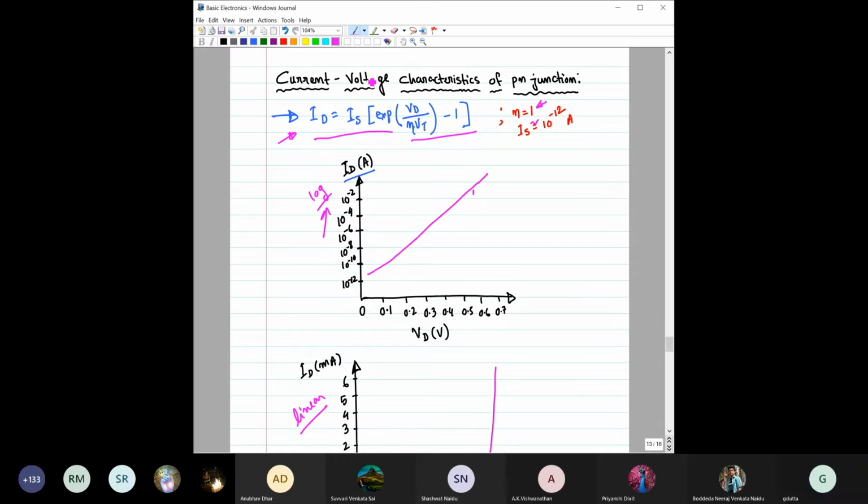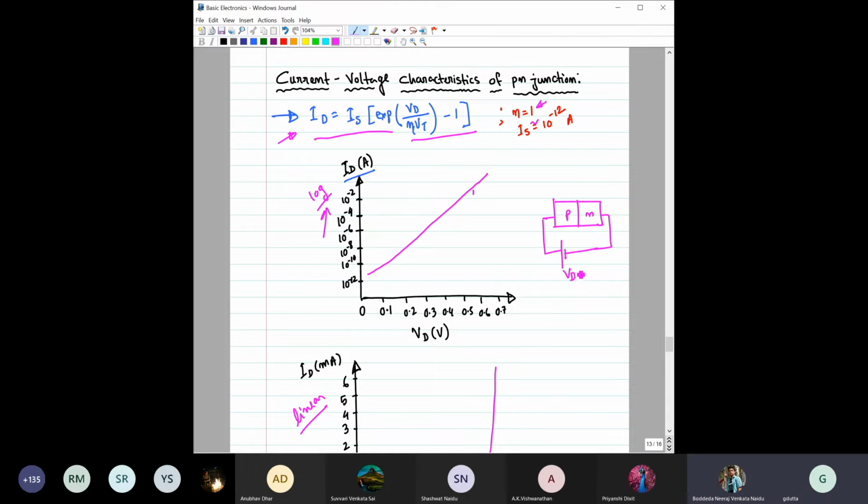Negative. Obviously negative, but give me the value. Sir, which factor in that equation distinguishes reverse bias from forward bias? It is the VD only, no? This potential, this VD.